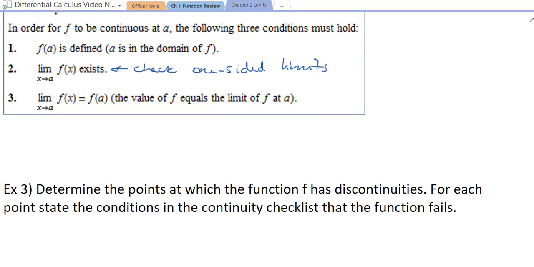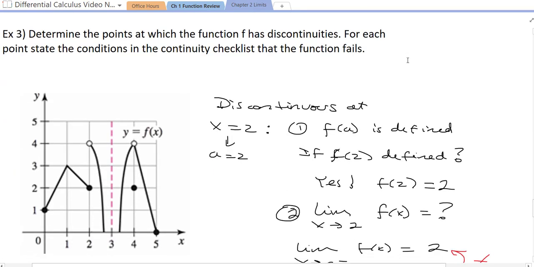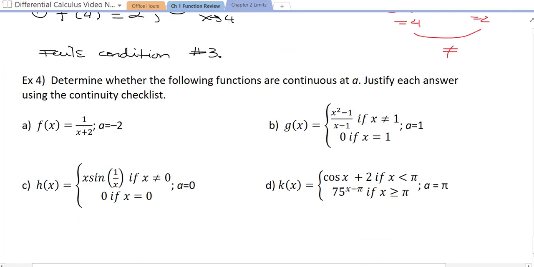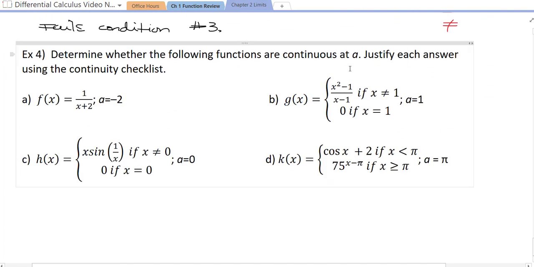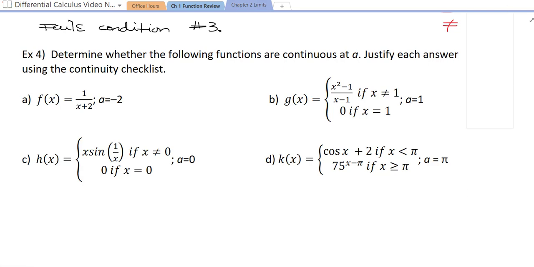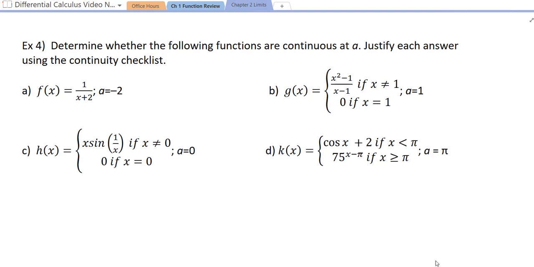So let's try the other example. Scroll down if it lets me. There we go. Determine whether the following functions are continuous at the given a. Justify each answer using the continuity checklist. I have 4 examples for you to try. Pause the video, try them on your own, and see what you come up with, and we'll go over them. It'll be a good idea to write the checklist somewhere that's accessible to you. If you have a blank piece of paper, write it in there so that you can easily reference it as you're doing discontinuity problems.